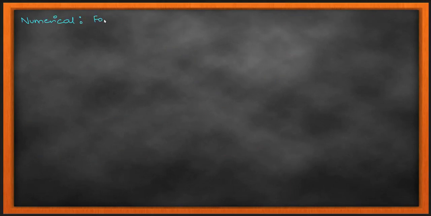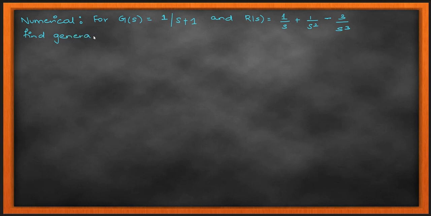So now another numerical where my G of s is 1 by (s plus 1), and my R of s is 1 by s square minus 3 by s cube. We are going to use the same generalized error coefficient formula for this. Now I can find my R of t. For my R of t, I need the inverse Laplace of R of s. Here I am going to highlight the formula, because in the last numerical I made a mistake with the formula for my inverse Laplace. So I'll clear those formulas for you, and then we will do this numerical.